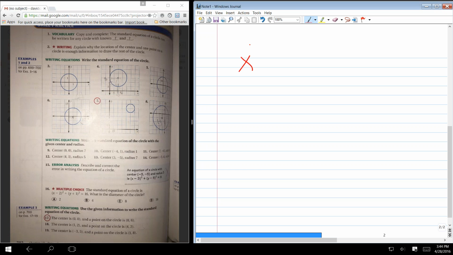X minus 0, so you can just write x squared. You don't need to write x minus 0; that just becomes x. Oh, and y squared equals 49. Correct. Okay, how about number 10?